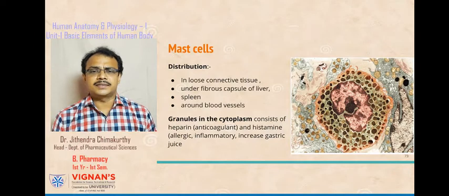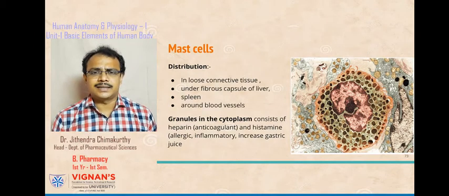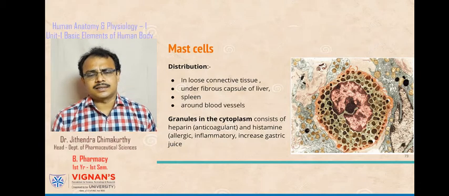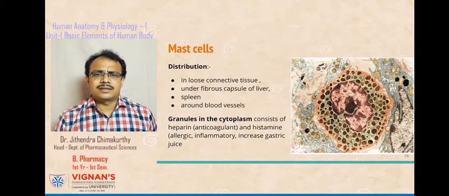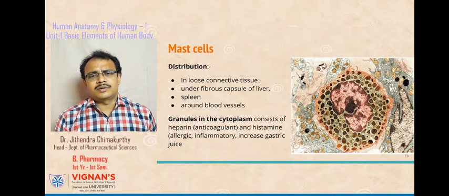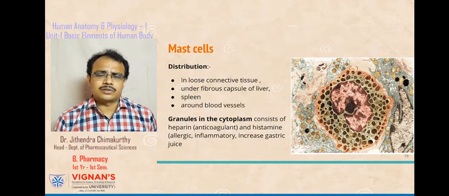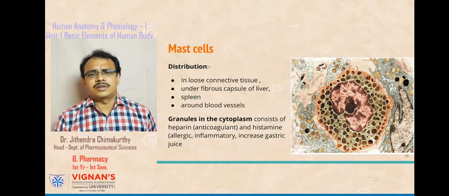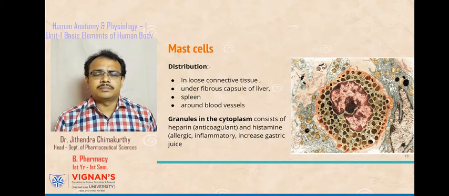Now let's see about the last type of connective tissue cell, that is the mast cell. Mast cells are similar to basophil leukocytes. Basophils are also a type of granulocytes.